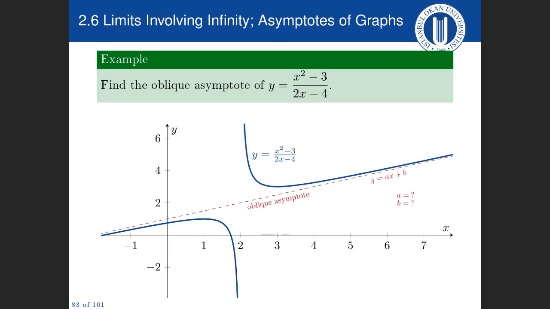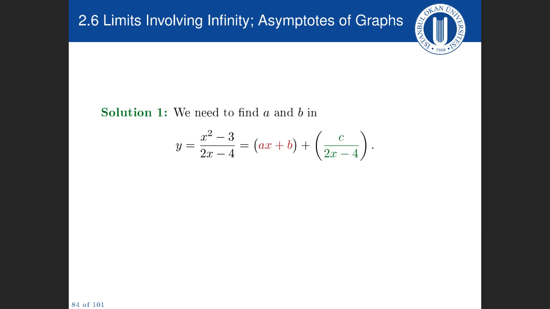For example, find the oblique asymptote of y is equal to x squared minus 3 divided by 2x minus 4. I'm going to solve this 2 times. First, I'm going to use the method which makes more sense to me, and then in solution 2, I'm going to use the method which your textbook recommends. Have a look and see which one of these methods you prefer.